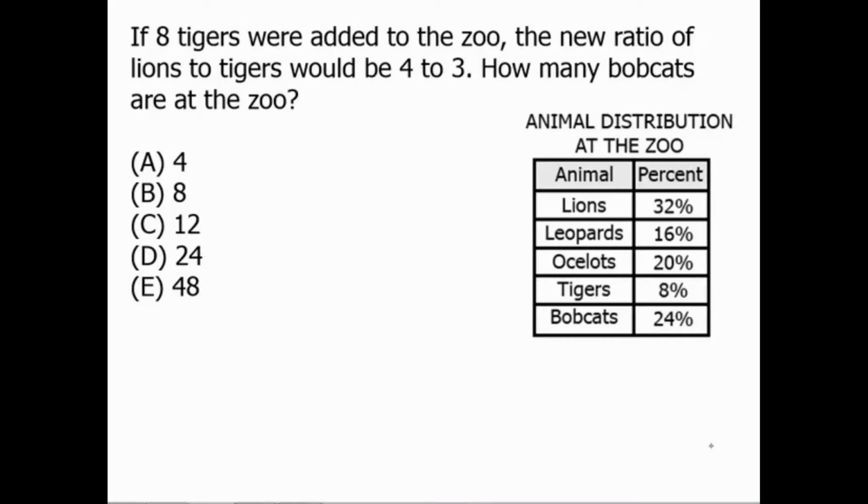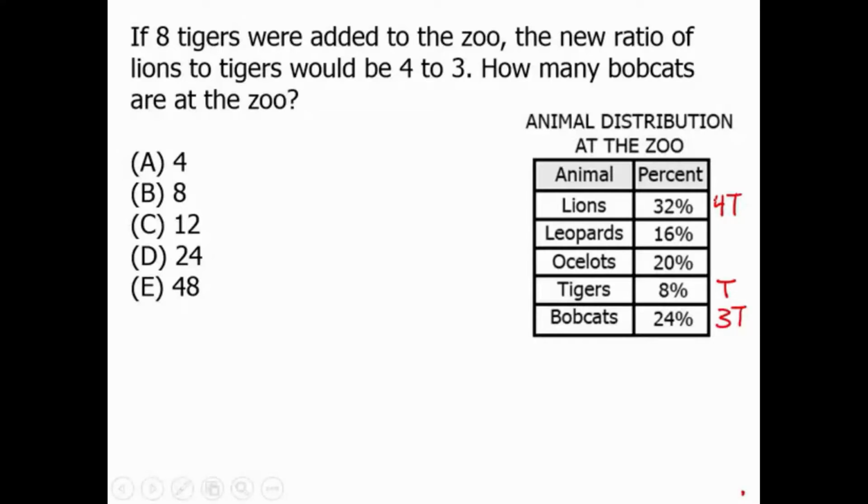So this is interesting. We're talking about lions and tigers and bobcats. We'll notice that the tigers are 8%, and both 32 and 24 are multiples of 8%. So if we call tigers T, then bobcats, 3 times that, would have to be 3T, and lions would be 4 times 8. So that would be 4T. So however many tigers there are, 3T bobcats and 4T lions.